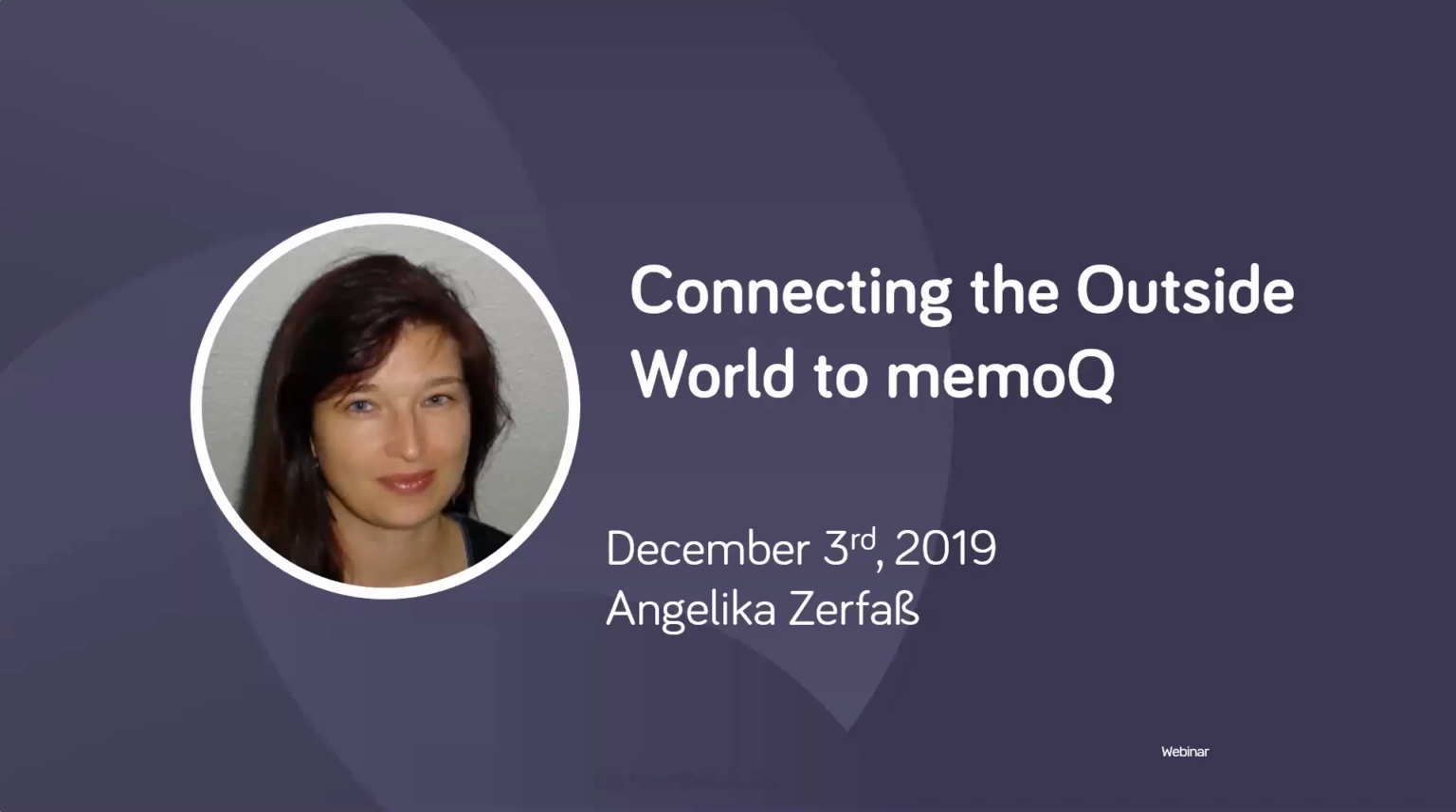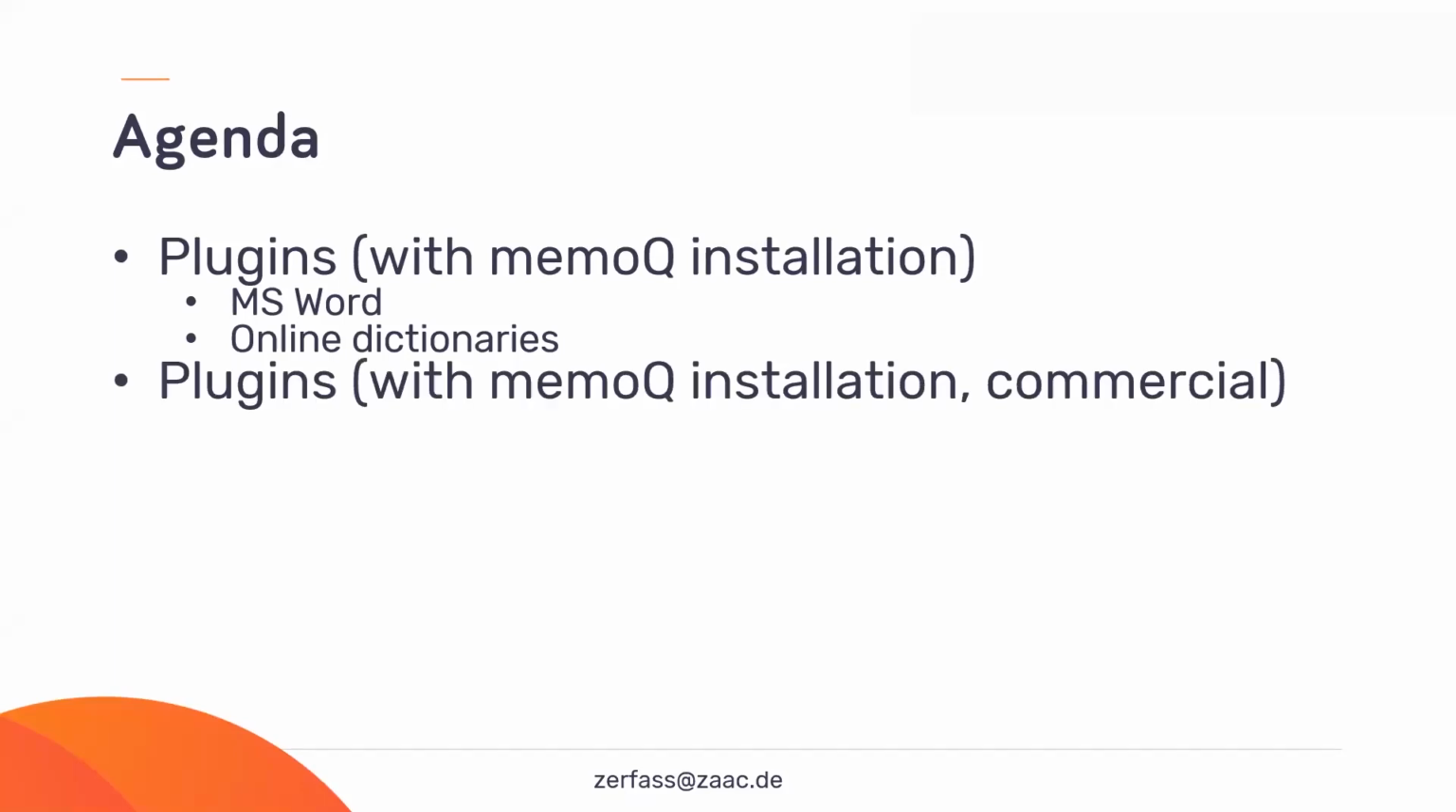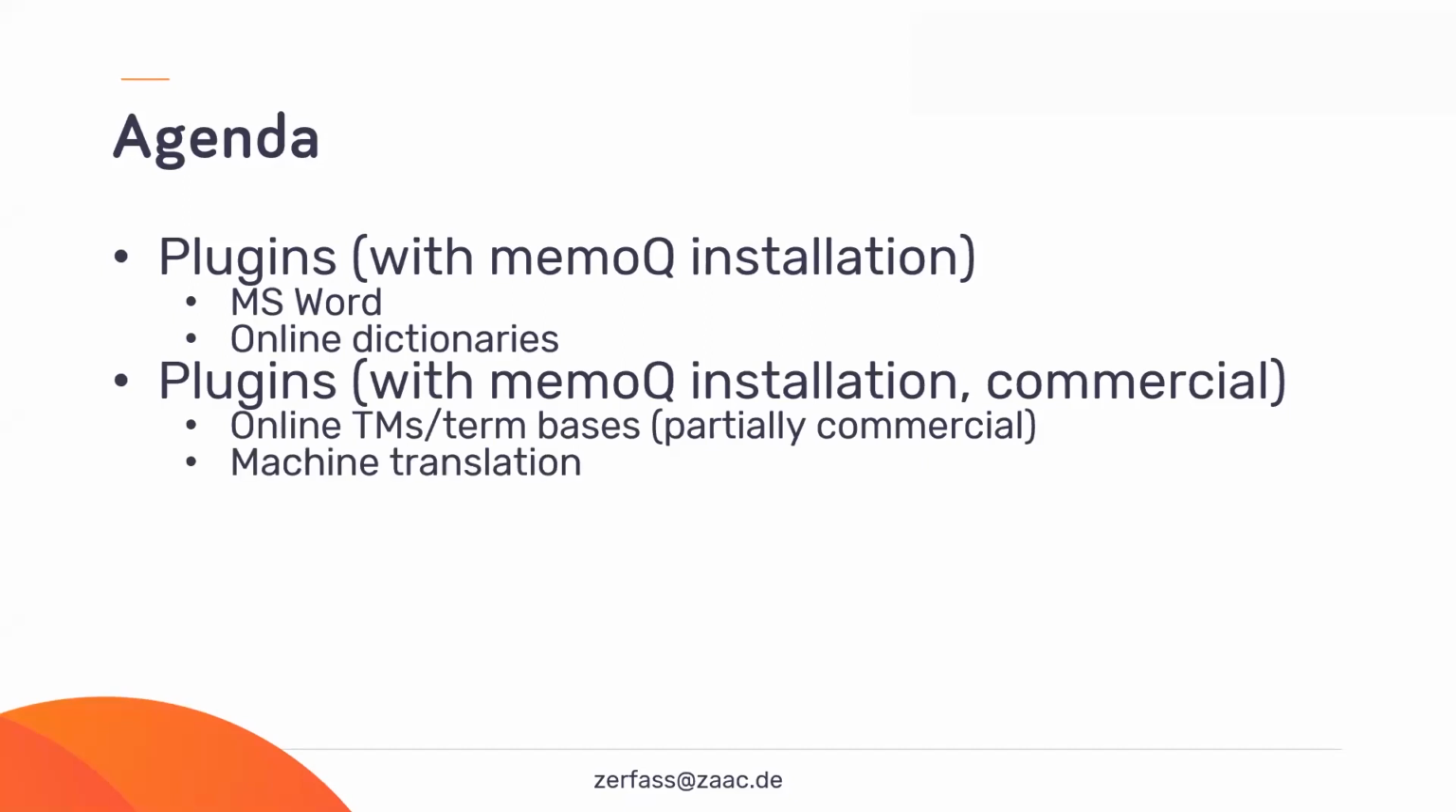So I'm doing a presentation today with PowerPoint because there are so many topics I want to touch upon, and it would take a lot more time to do them live. So I hope you forgive me that I've put them together in these slides. I would like to talk today about plugins, a lot of things that are installed with memoQ already, like, for example, a connection to Microsoft Word and the spell checker, online dictionaries, plugins that are installed with memoQ, but they're commercial, so you would need a license to use them. For example, for some of the online translation memory connections or online term bases, machine translation, obviously.